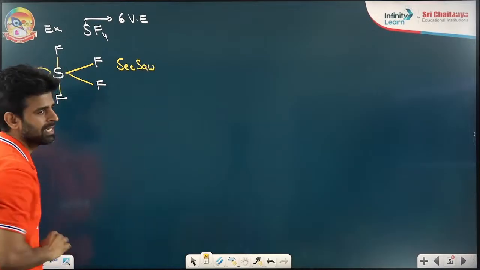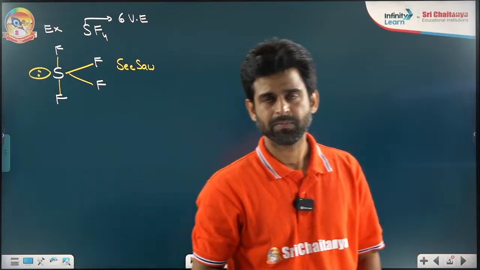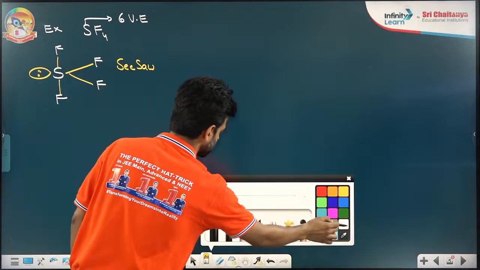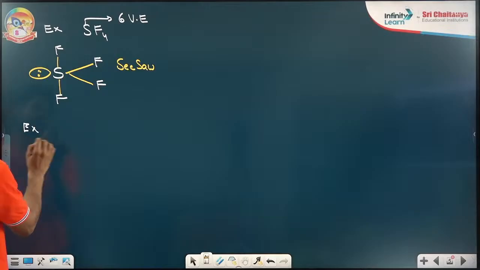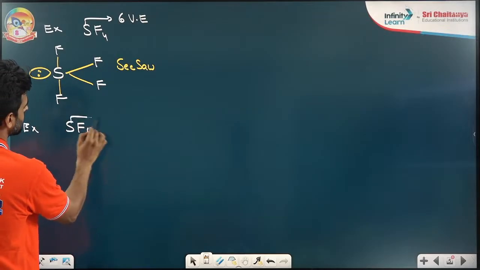The shape is seesaw. The shape is seesaw. Very good. Okay. Shape is seesaw, right? The next one, if I say, similarly, if you go beta for SF6, if you go, the same thing will come.